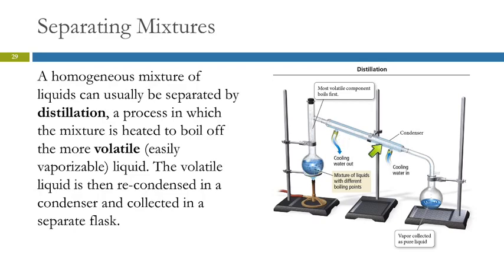Cooling the gas, and it will condense. That's why it's called a condenser. So the alcohol will condense, and then it'll drip out the bottom, and we can collect it over here. The water stays behind. So we're separating the two liquids based on a difference in their boiling points. That's called distillation.